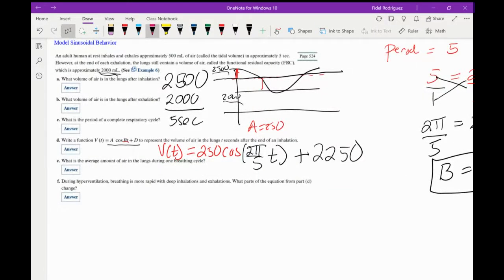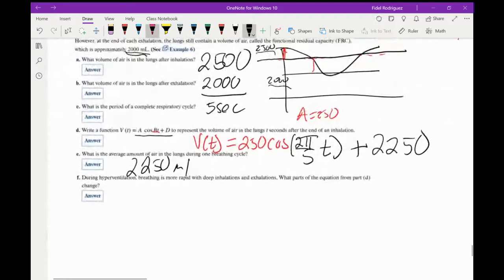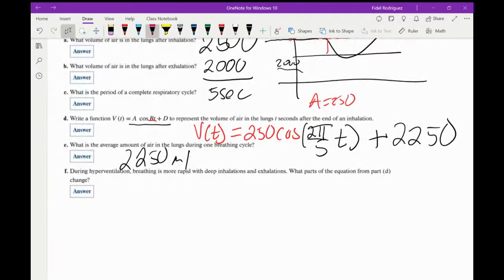All right, what is the average amount of air in the lungs during one breathing cycle? So the average amount, guys, is that midline, okay? Because think about it, the midline is kind of like your middle, right? So what's the average amount of air during one breathing cycle? What do we say our midline was? 2,250, and it's going to be in mL, right? Because that's what they're giving it for. All right, now I'm just going to zoom in a little bit so you can see a little bit better.